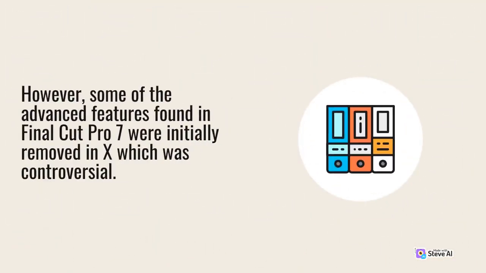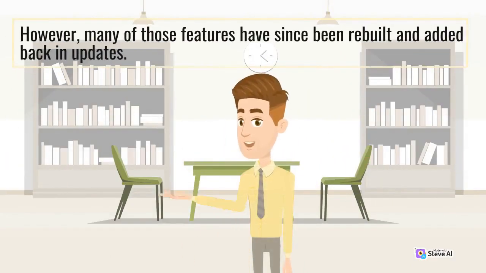However, some of the advanced features found in Final Cut Pro 7 were initially removed in X, which was controversial. However, many of those features have since been rebuilt and added back in updates.